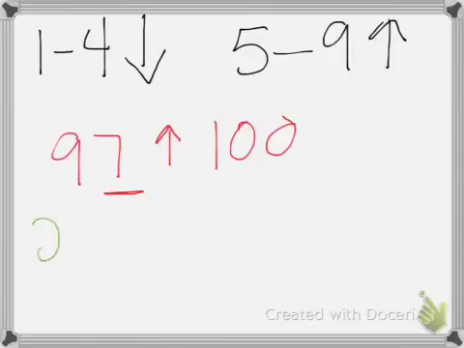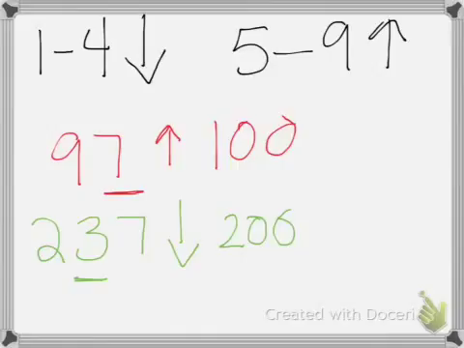Let's say I had 237. I want to round to the nearest 100. I'm going to take a look at my tens. It's a 3. I'm rounding down to 200. If I wanted to round to the nearest 10, I would look at the 7 for this number. I'm going to underline it in blue. I'm looking at the 7 for the nearest 10. For that, I round up to 240.